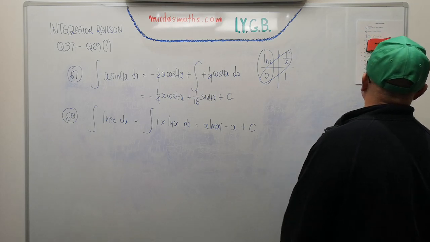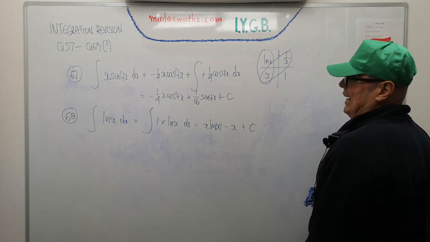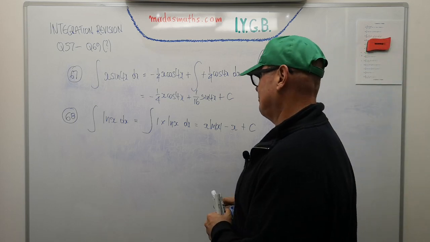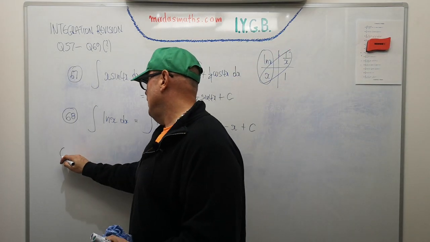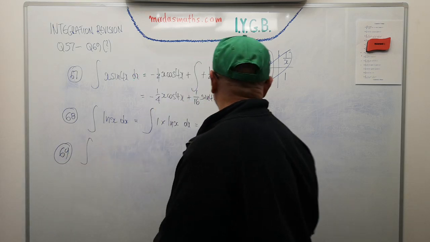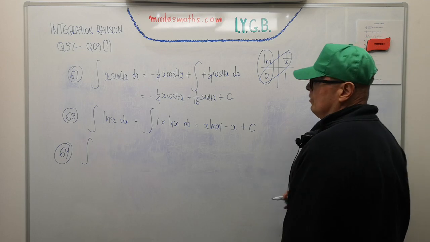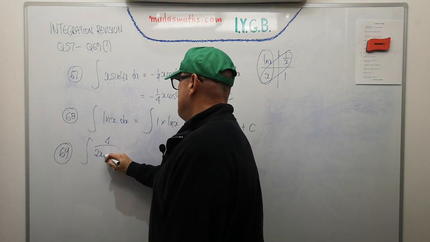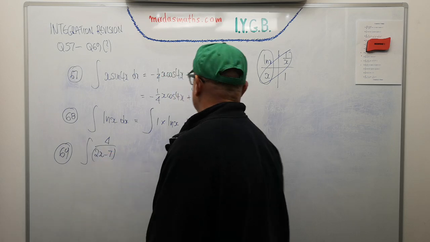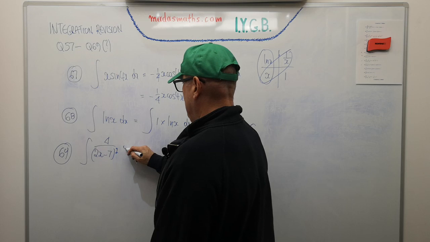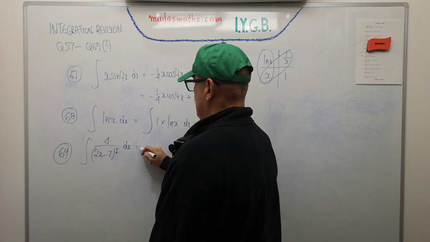And we reached our very last integral, number 69, and I'm pleased to say this is a one-liner. We're going to do it here. So number 69 is 4 over (2x minus 7) to the power of 2. Okay, how do we integrate that?